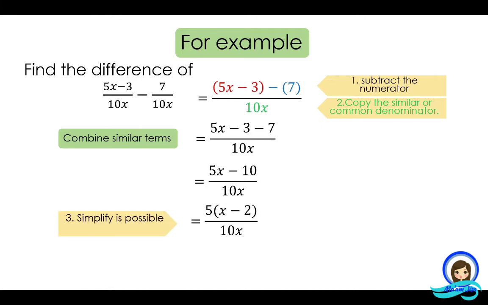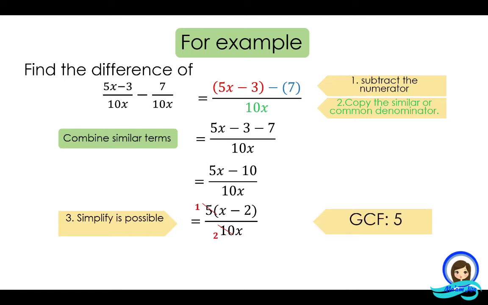Next is to simplify. As you can see, the common factor in the numerator, 5x minus 10, is 5. And looking further, the common factor between the numerator and the denominator is 5.